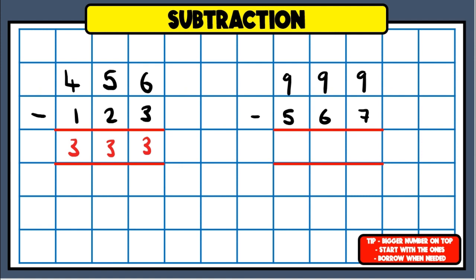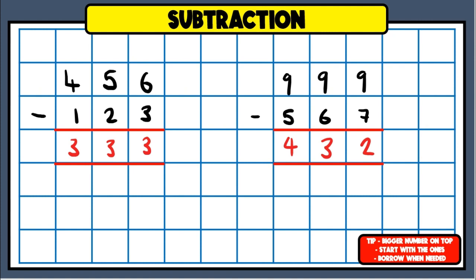All right, let's look at the next one. 999 minus 567. Is the top bigger than the bottom? If I've got 9, can I take 7 away? Yeah, it gives me 2. If I've got 9 and I take 6 away, it gives me 3. If I've got 9, take 5 away, it gives me 4. The answer is 432. So nice and easy, nice and simple, no borrowing involved.